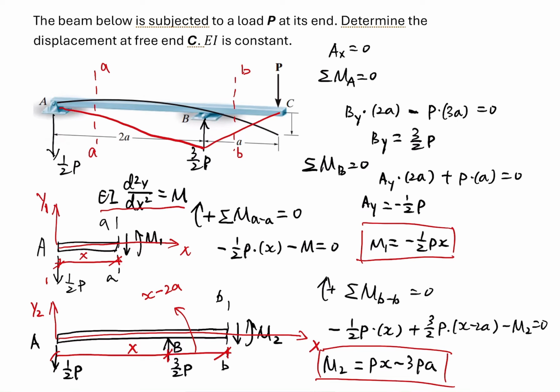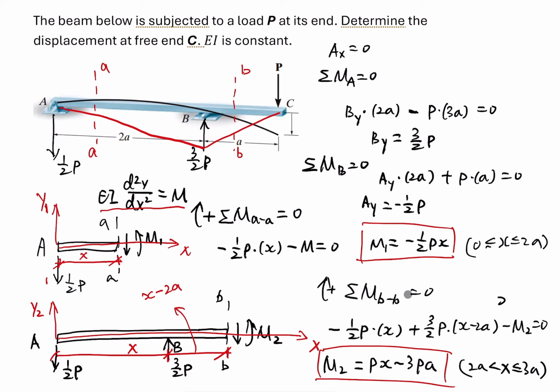So in part 1, we have derived the moment equations for M1 and M2. M1 is for the beam segment AB, and M2 is for beam segment BC. In these coordinate systems, for beam segment AB, x is larger than 0 and less than 2a. For beam segment BC, x is larger than 2a and less than 3a. So these are the two bending moment equations.